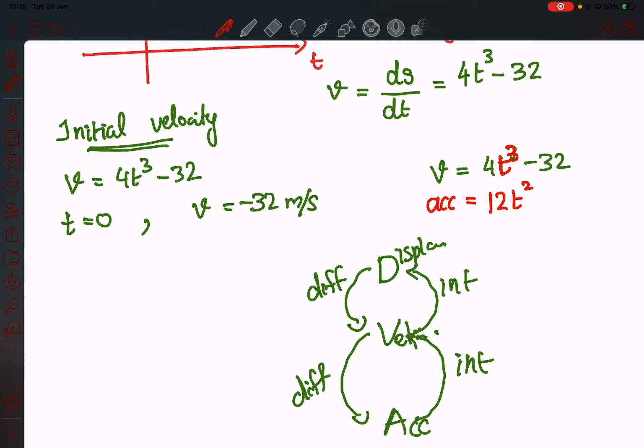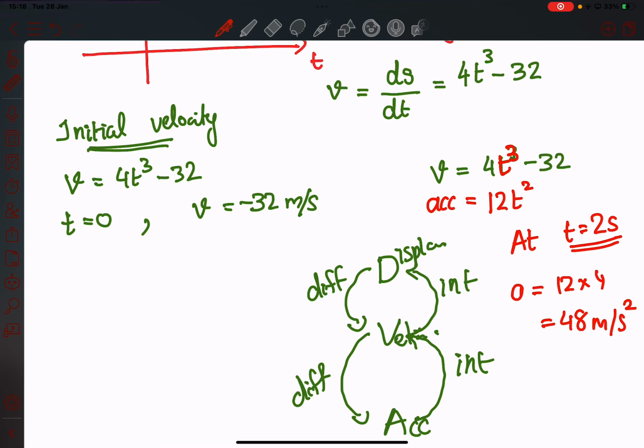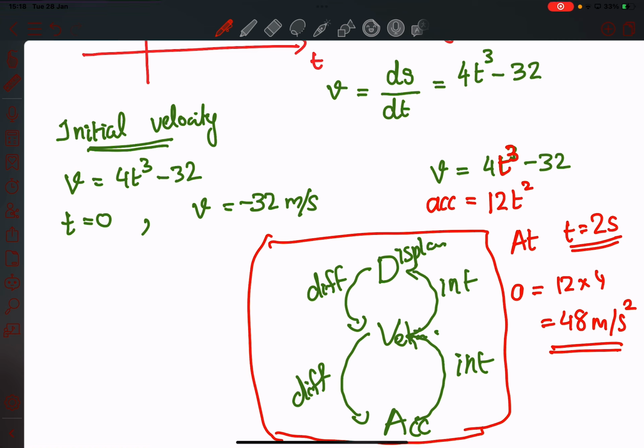So if I want to figure out the acceleration at, let's say, t equals 2 seconds, all I have to do now is plug in t as 2. So a is equal to 12 times 4, which is equal to 48 meters per second squared. So with this diagram, that should sum up everything that we are going to do in this chapter. Remember, DVLA: forwards, you differentiate, backwards, we integrate. The gradient of a velocity time graph is acceleration. The gradient of a displacement time graph is your velocity. So can you have a go at the questions in the booklet?